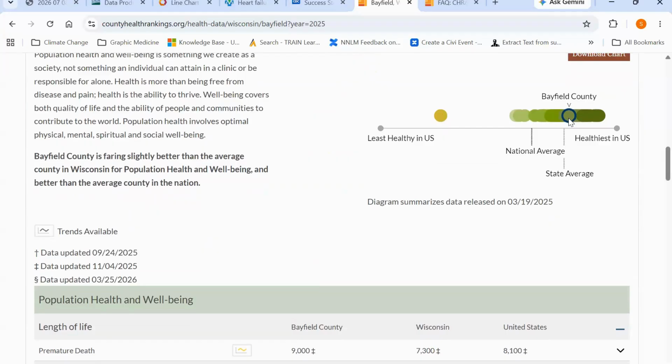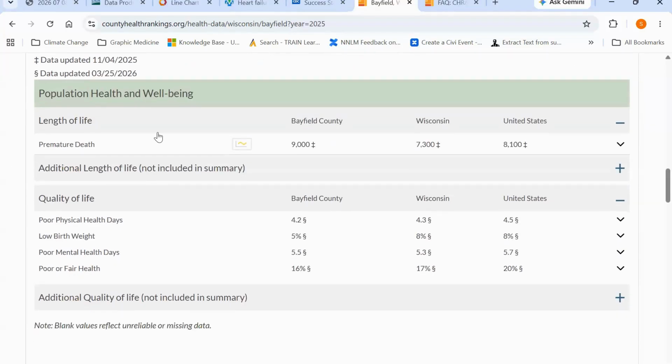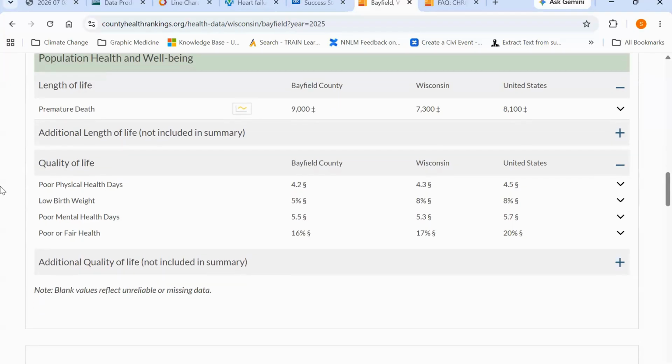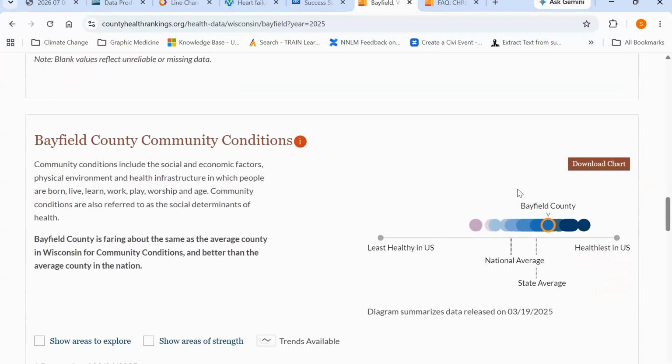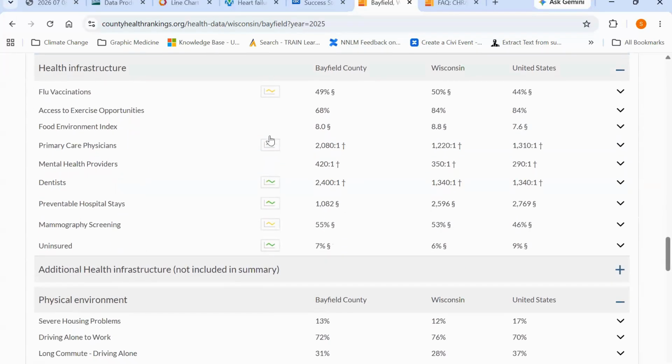Here's Bayfield compared to the state average. It's about the state average, about the national average, just overall, and then some of the various health indicators that you might be interested in. It automatically populates the county, the state, and the United States, so you can look across. And then it also gives these indicators, so you can see that they're actually doing better with primary care physicians.